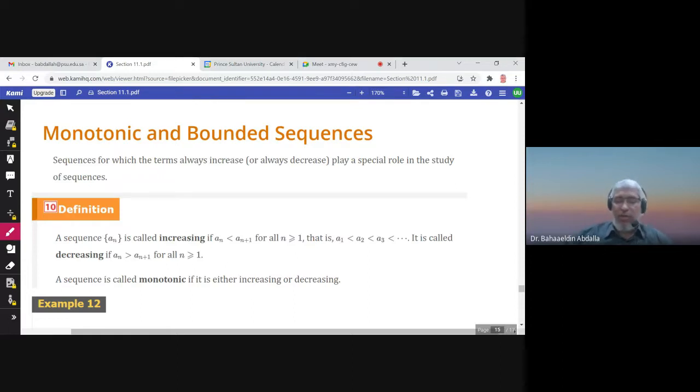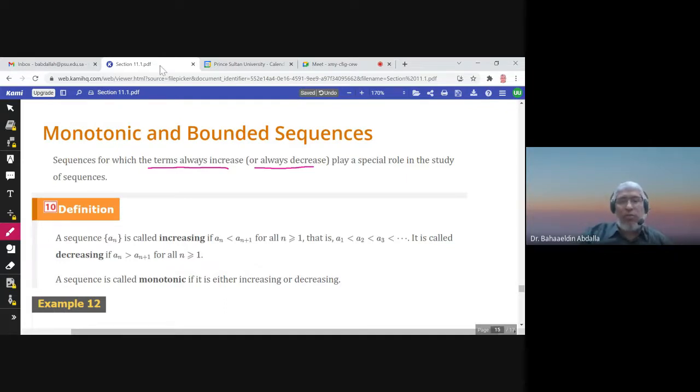This is the last part of section 11.1 and it's about monotonic and bounded sequences. Sequences for which the terms always increase or always decrease play a special role in the study of sequences.